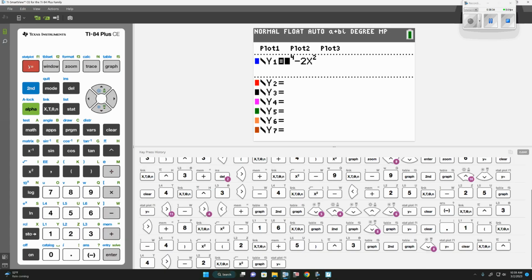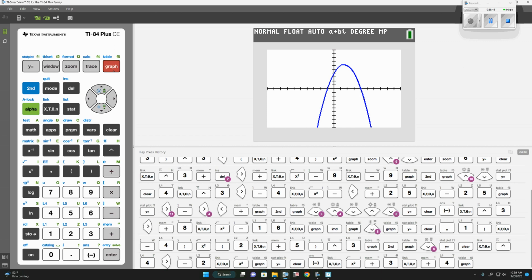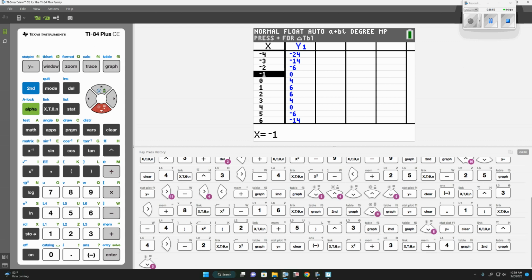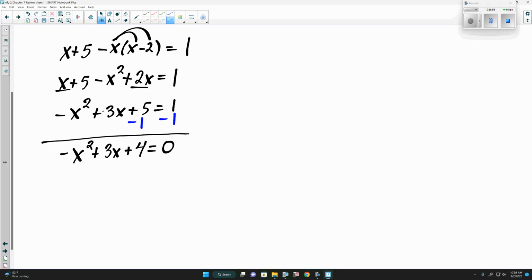I'm going to graph this one here so we see both. Negative x squared plus 3x plus 4, if I remember right. Yes. We get this here. And again, we can go second table and see what values of x make the y be 0, which is negative 1 and 4. So the solutions for this are x is equal to negative 1 comma 4.